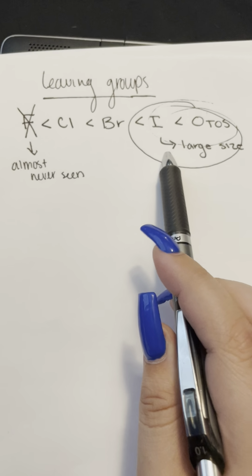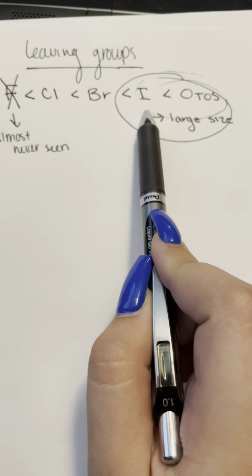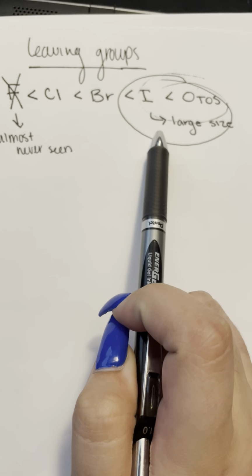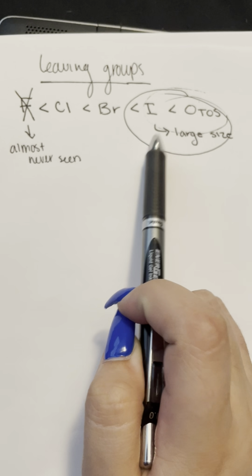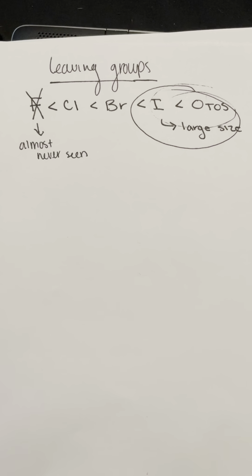Now these are good leaving groups, better than these because of their large size, as seen on the periodic table. And that's how you can differentiate between poor and good leaving groups.